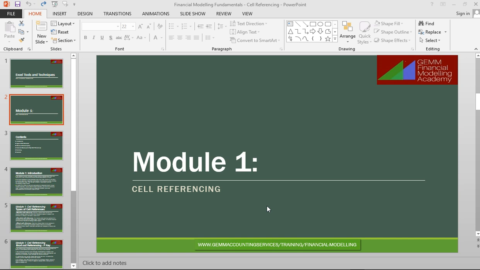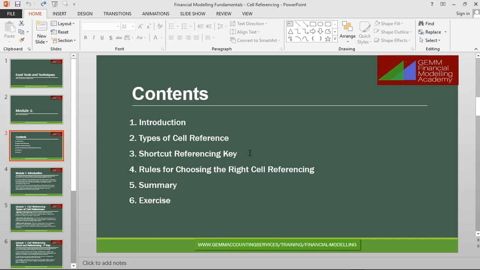In order to be able to call your Excel or spreadsheet a financial model, it must contain formulas. And in order to build formulas, you need to reference cells. It follows therefore that as a financial modeler, you must understand how to reference cells. That is important. So let me take you through the types of cell references.